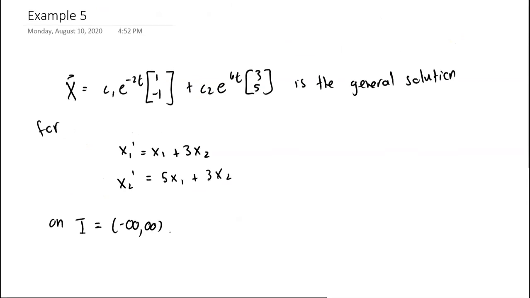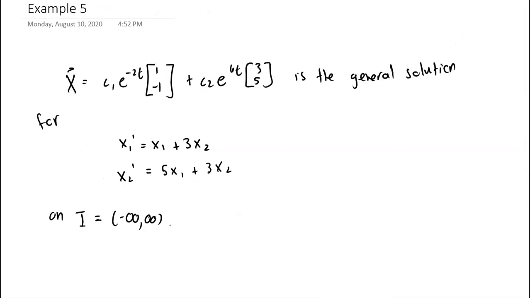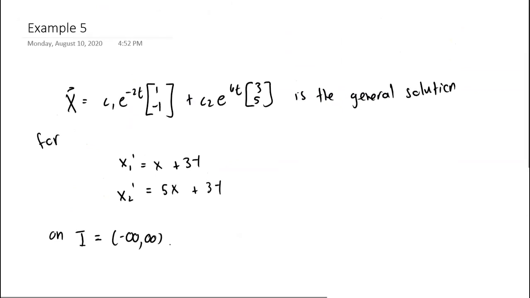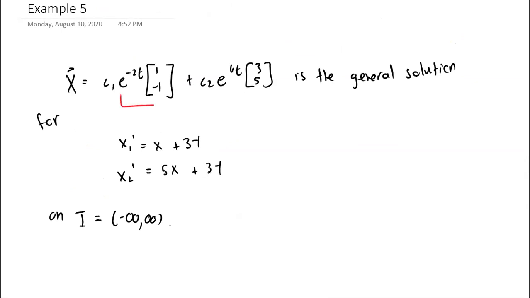So following our example, and again, I wrote x1 and x2 instead of x and y. We already verified that x1 given by this and x2 given by this are solutions to this system. We verified that for all real numbers. We verified that they're linearly independent for all real numbers. So the general solution for this system is given by all possible linear combinations, and the interval is all real numbers.